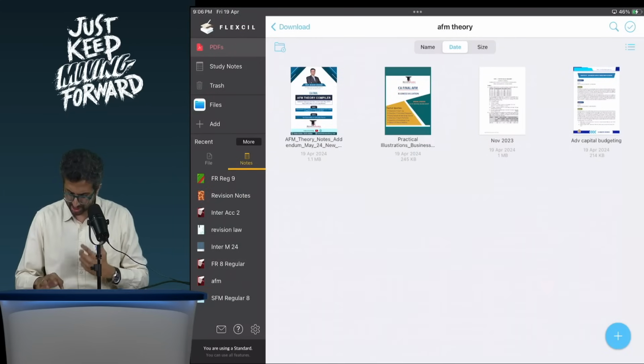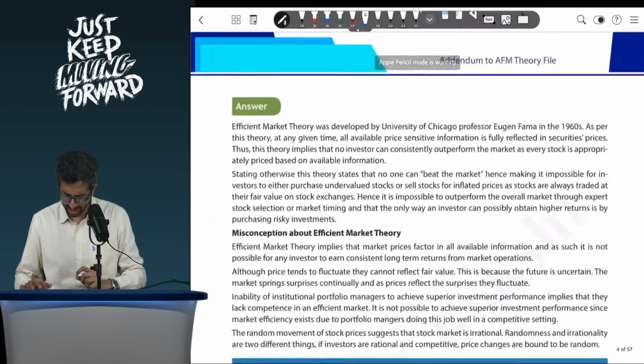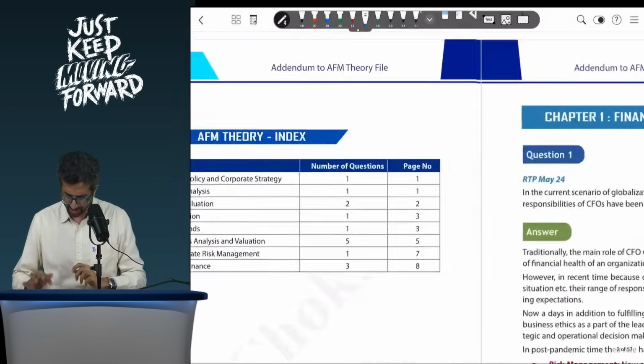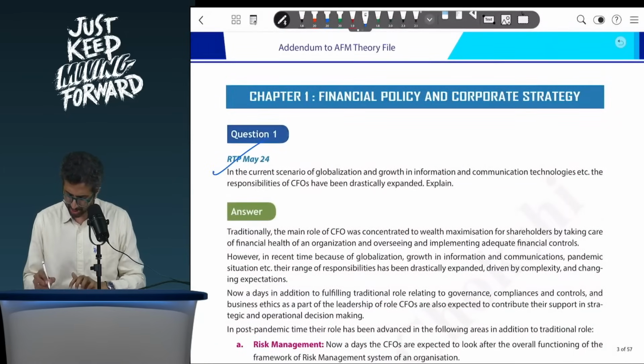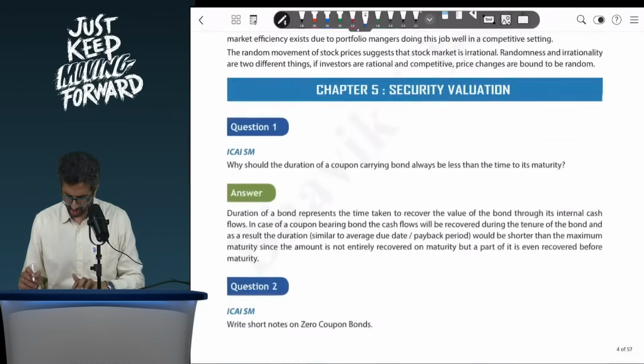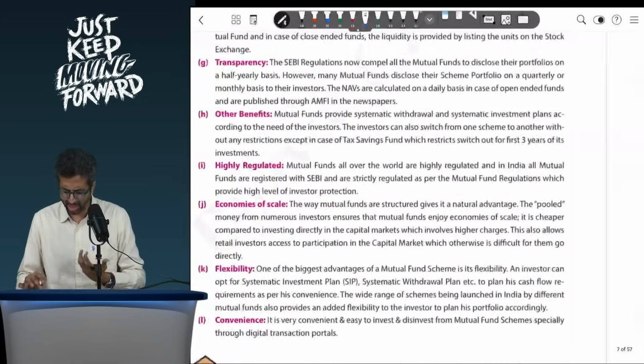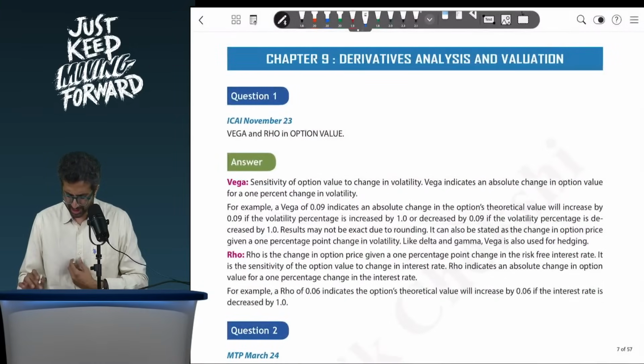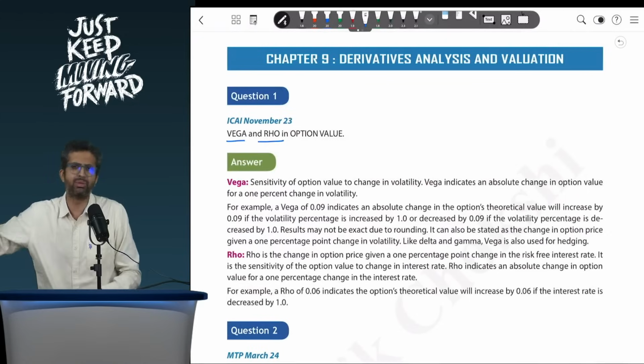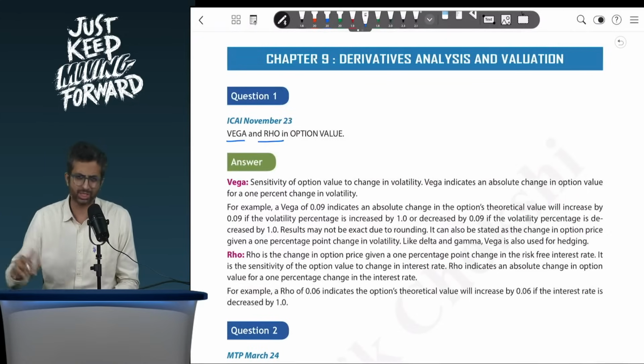So if you see, just a second, I'll just run you through so that you are aware. So over here you have this compendium where you see from RTP the questions over here. You can just quickly review. We have also added a few institute study material questions additionally. And exam questions of November 23, which is mostly based on the theory that you have done. What is Vega, what is rho in option value.